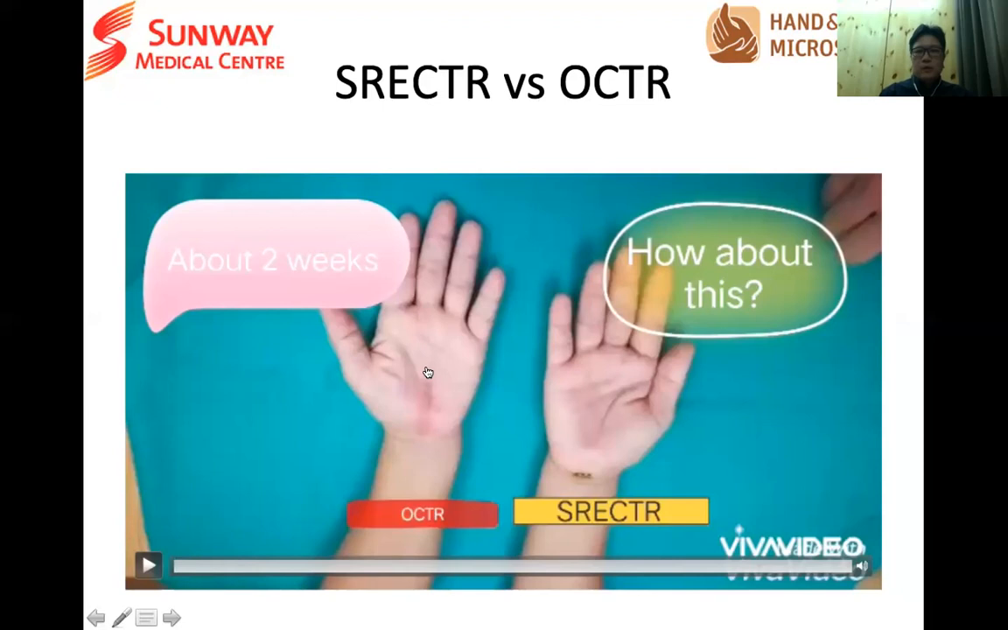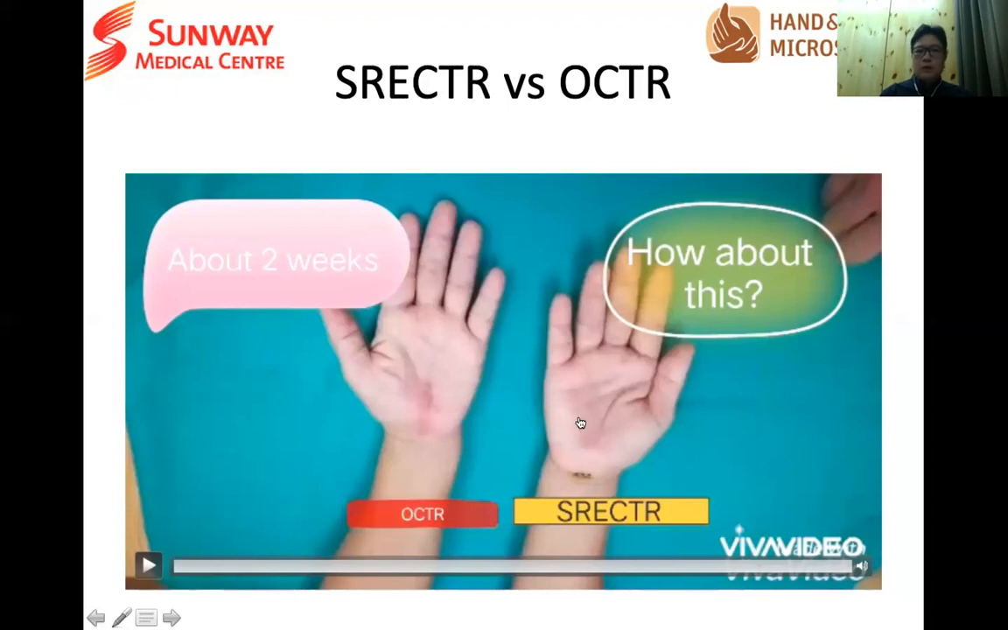So I was trying to ask her which one is more painful, and I was palpating this area here, and she said the pain over the palm is the same. This is 2 months, this is 2 weeks. So you would think that the 2-month-old scar would be much less painful than the 2-week-old scar. That's what I'm trying to get at.